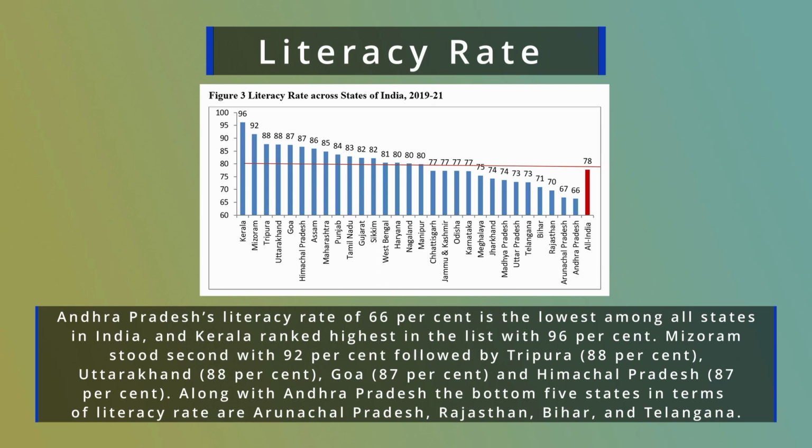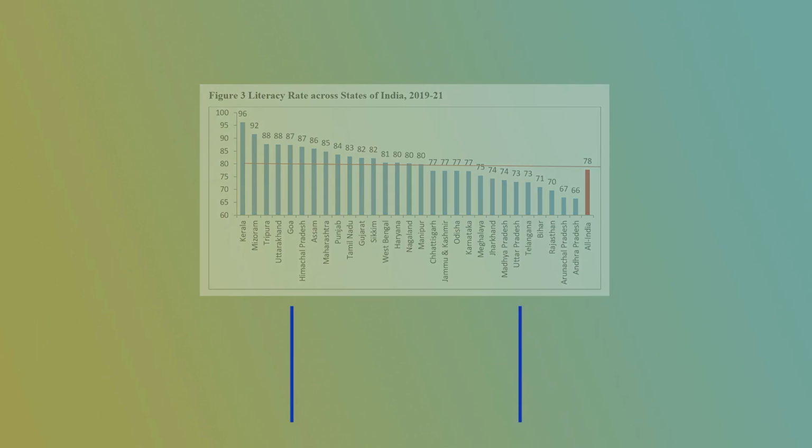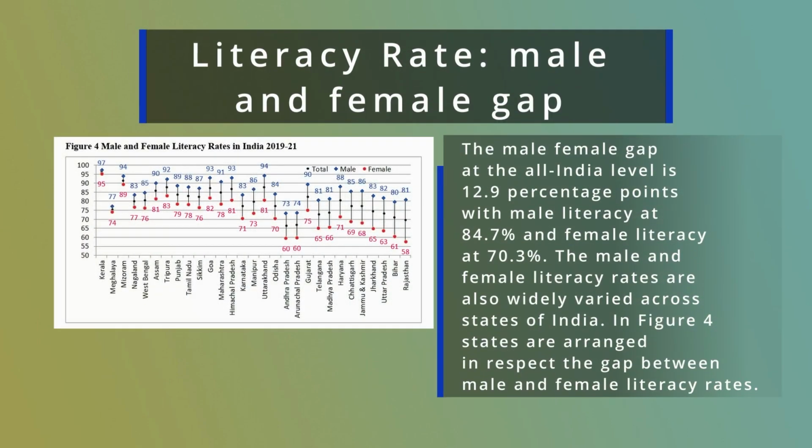In case of Arunachal Pradesh, it is 67%. In case of Rajasthan, it is 70%. In case of Bihar, it is 71%. Some other states with high literacy rates are Mizoram, Tripura, Uttarakhand and Goa, along with Kerala. That is, there is a huge variation of the literacy rate across states of India. Another surprising feature is that the literacy gap, that is the gap between male and female literacy rates, is also widely varied across states of India.